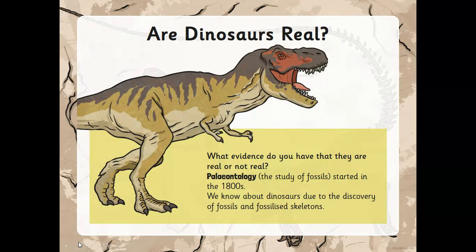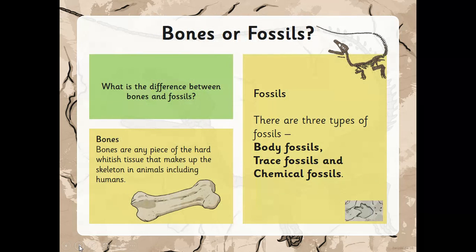So, are dinosaurs real? What evidence do you have to know they are real or not? Paleontology is the study of fossils, and that started in 1800. We know about dinosaurs due to the discovery of fossils and fossilized skeletons. Also, we read about Mary Anning just before Christmas, and she discovered lots and lots of dinosaur fossils in Lyme Regis.